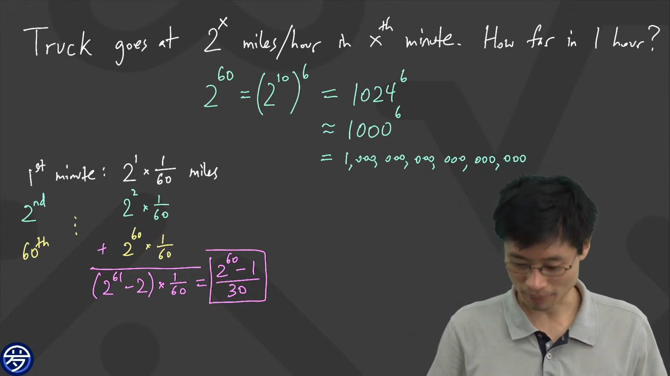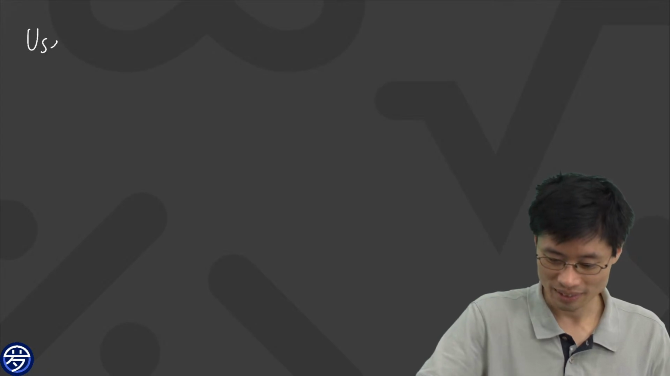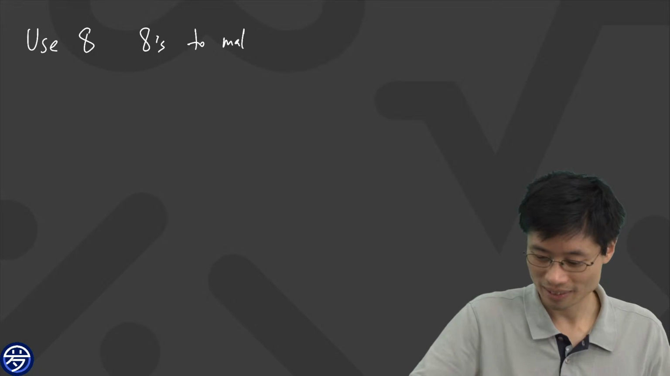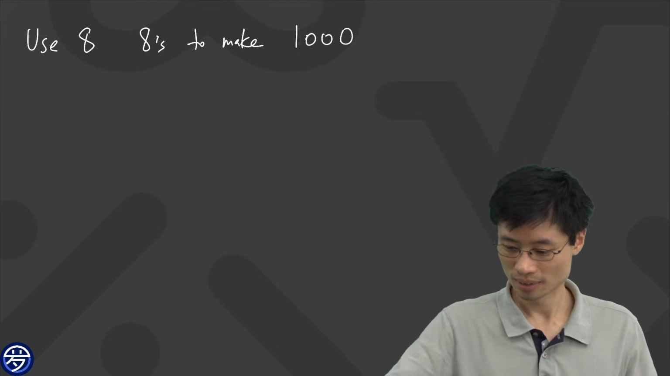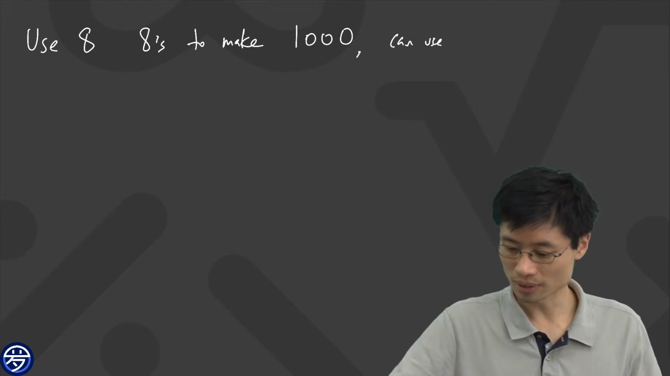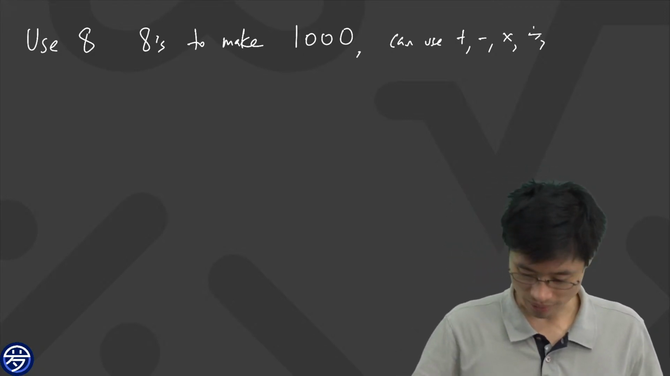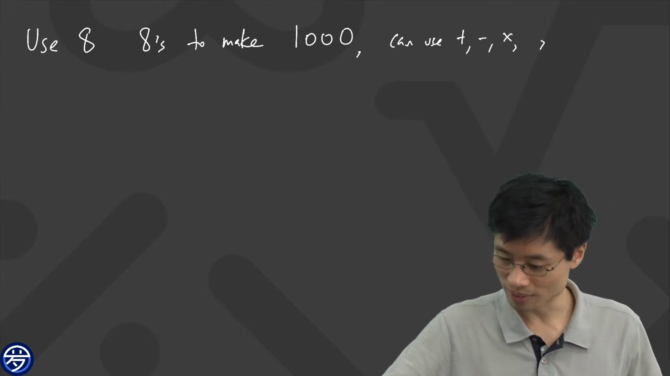Ooh, Daksh Gupta gave us a puzzle. Can we actually finish this puzzle in like 3 minutes? Let's try. I need all your help because this might be too hard. Use 8 8s to make 1,000. And you can use addition, subtraction, multiplication, division, exponentiation, factorials, and square roots.